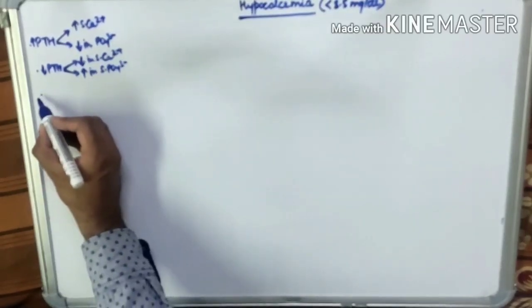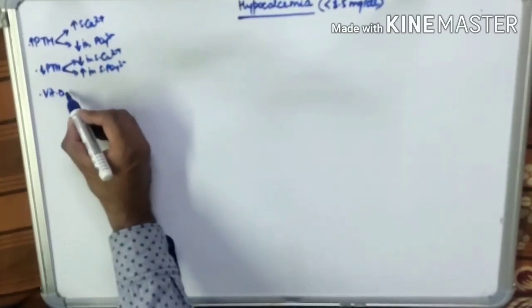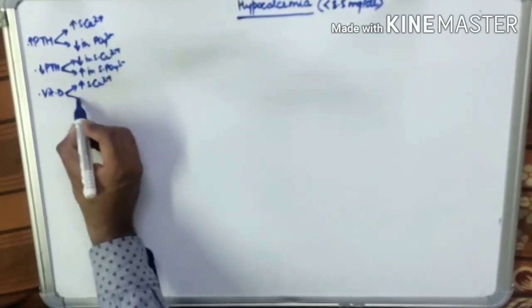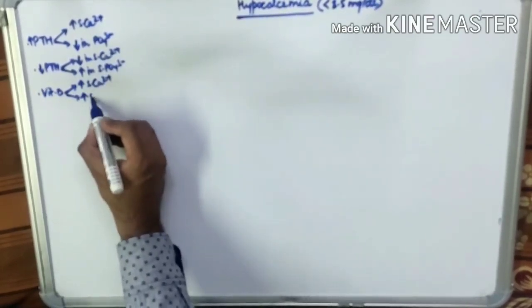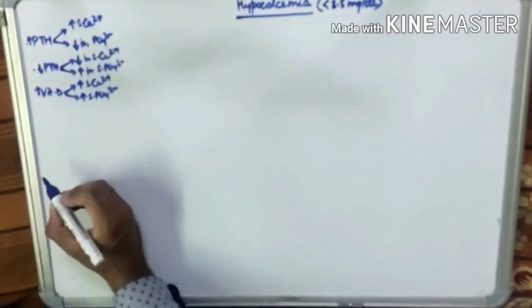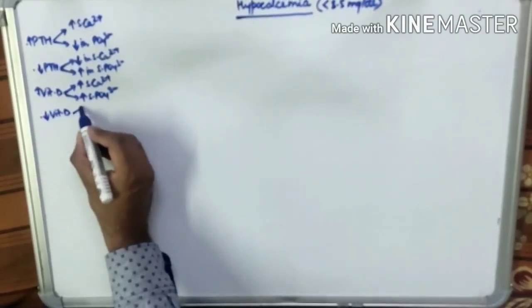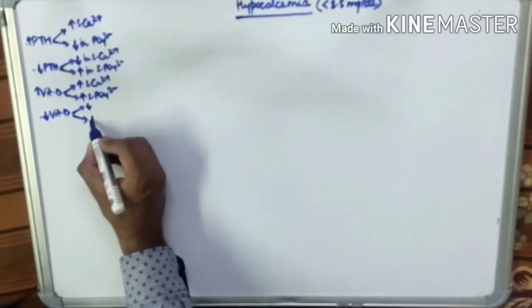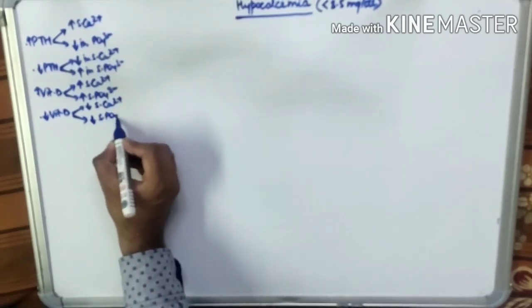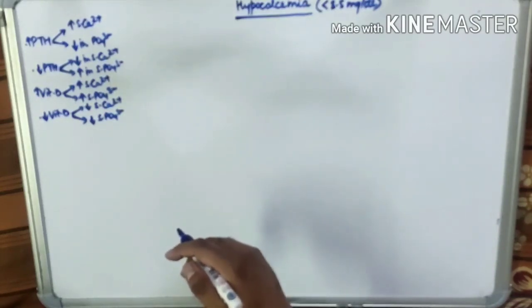Another important player in calcium homeostasis is vitamin D. Now, increase in vitamin D increases serum calcium and serum phosphate levels via increasing their intestinal absorption. So if there is decrease in vitamin D, there is fall in serum calcium and serum phosphate levels. So with this background, let's go to our main topic, that is approach to a case of hypocalcemia.